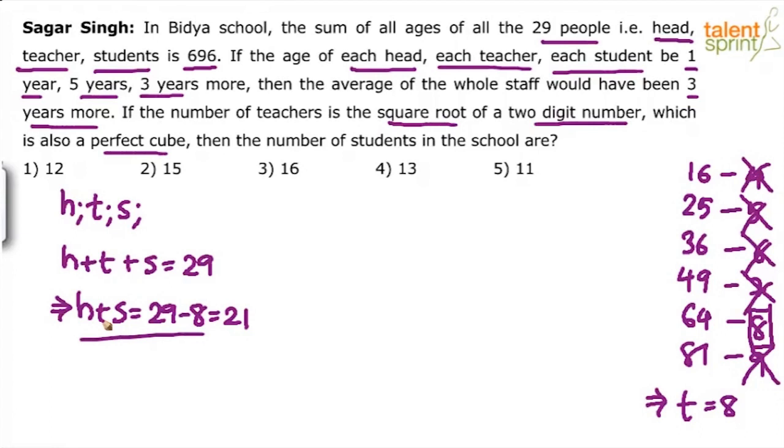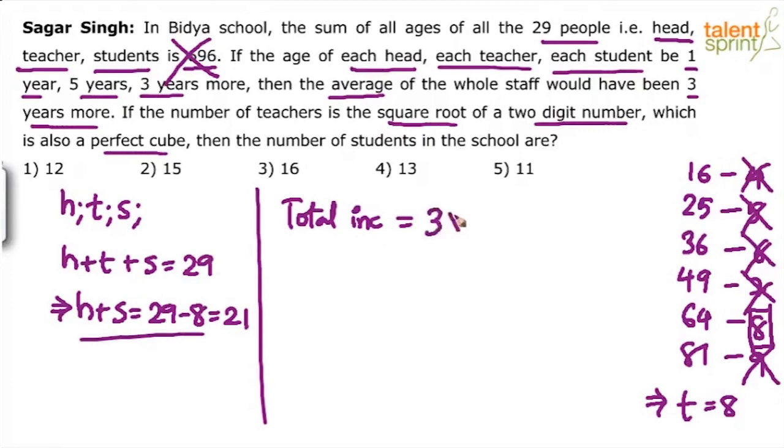Now understand, he says if each head's, each teacher's and each student's age is increased by 1 year, 5 years and 3 years, then the average of the whole staff would increase by 3 years. See, there are total 29 people. In my view, this value 696 is not needed at all. He says the average increases by 3 years, for 29 people. If each person's age increases by 3 years, the total increase will be how much?